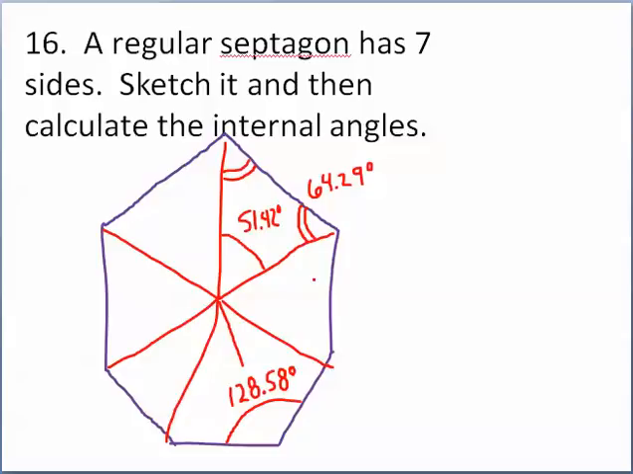Okay, here's the way that I did this. I drew, not a very good drawing of that, it's hard to draw with a mouse. I drew a septagon, a 7-sided figure, a regular 7-sided figure, and regular means that all of the lines are going to be the same length and all of the angles are going to be the same. So I sketched it, and then I calculated the internal angle.